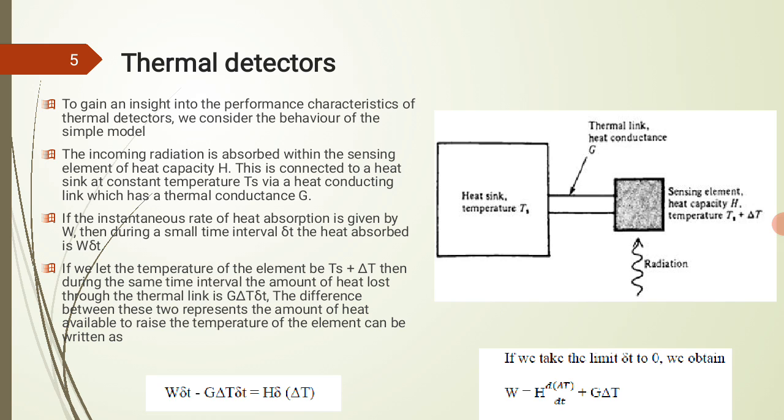If we let the temperature of the element be Ts plus delta T, then during the same time interval, the amount of heat lost through the thermal link is G delta T times delta t. The difference between the two represents the amount of heat available to raise the temperature of the element and can be written as W delta t minus G delta T delta t equals H delta T. This is the block diagram of thermal detectors.